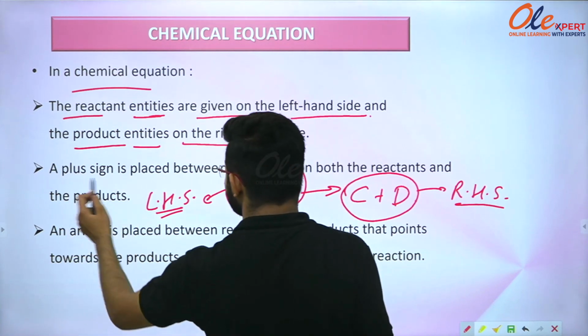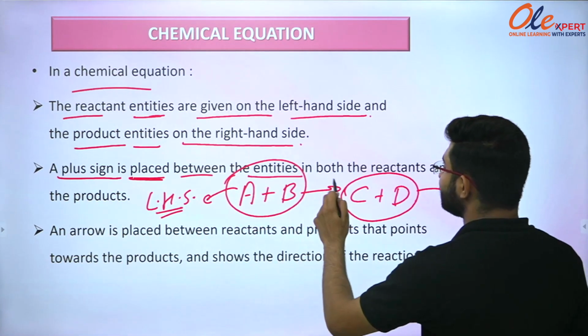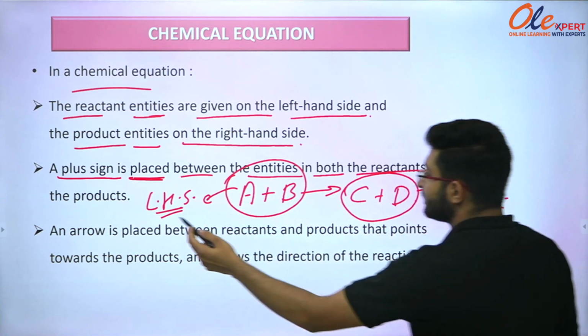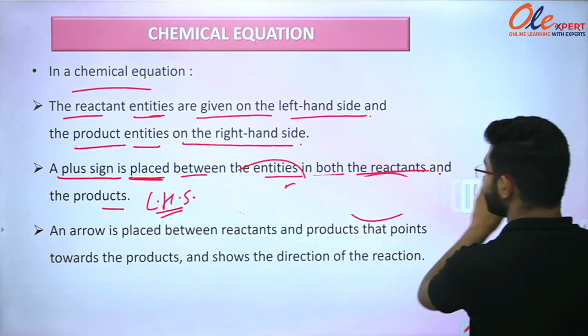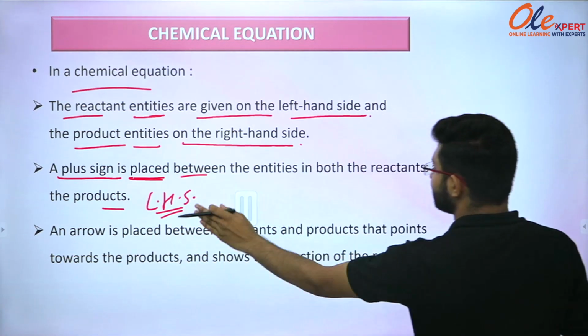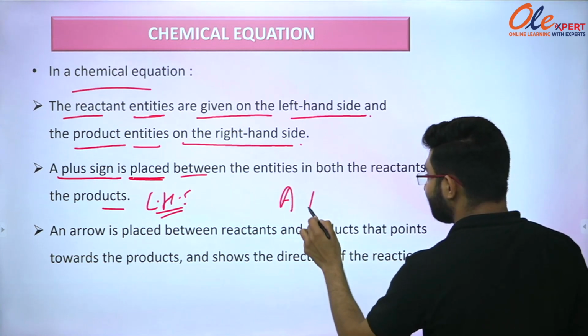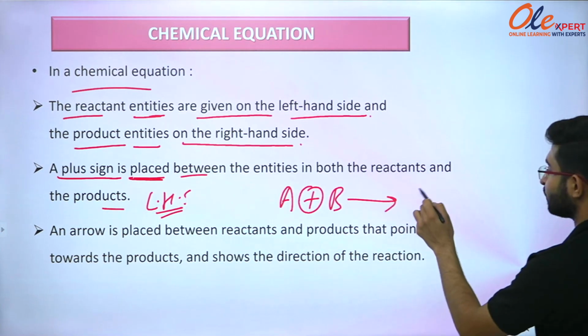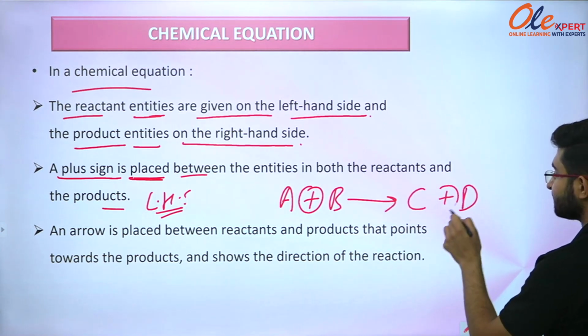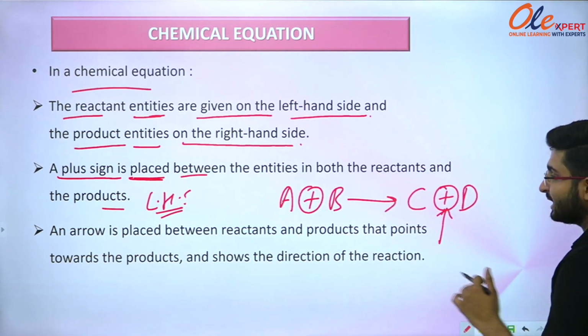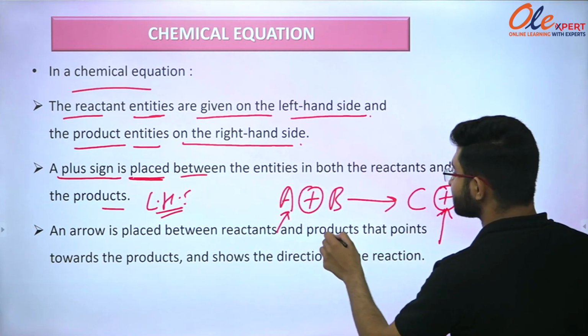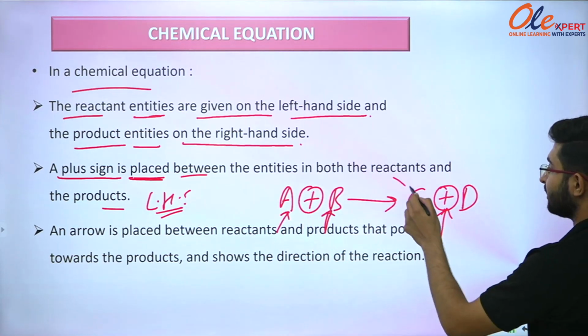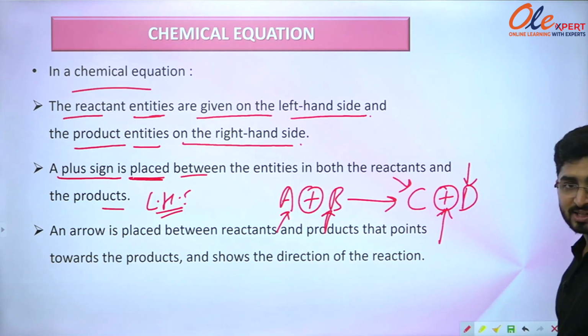The second point is that a plus sign is placed between the entities in both the reactants and the products. As you can see here, when I am taking the reactants, I am writing A plus B. Here the plus sign is involved, and I am producing C plus D. There is a plus sign involved over here too. So it says that there are two reactants, and after the reaction we have produced two products as well.